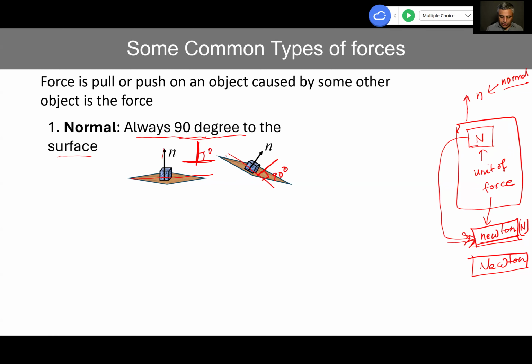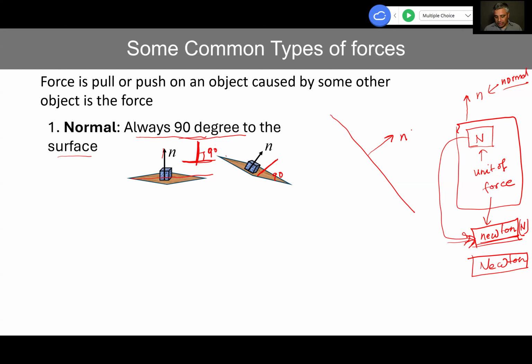And usually to show an angle, what do we do? Usually we do this. But if it happens to be 90 degrees, we make this part of a rectangle kind of thingy for the notation, okay? So that's 90 degrees always to the surface. So keep that in mind. So if something is moving on an inclined surface, and you have to draw a normal force, what do you do? You draw it perpendicular to that surface. So that's how you draw normal force.